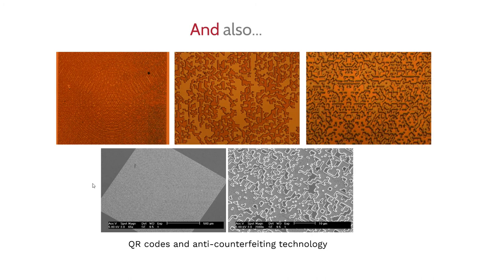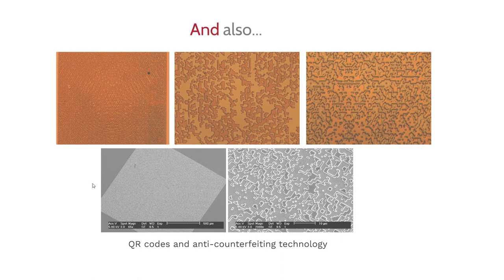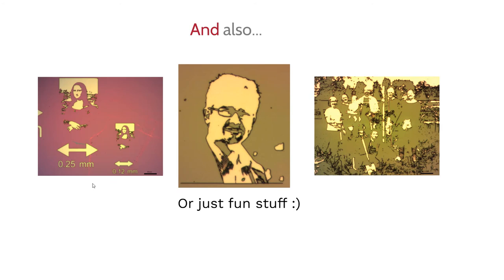Some other applications, the MicroWriter can also be used to design QR codes or randomized security patterns, as we can see here on these macroscopy images and SEM images. Or the machine can also be used to design fun stuff, like a teeny tiny Mona Lisa. So this image is roughly 200 micrometers in size.